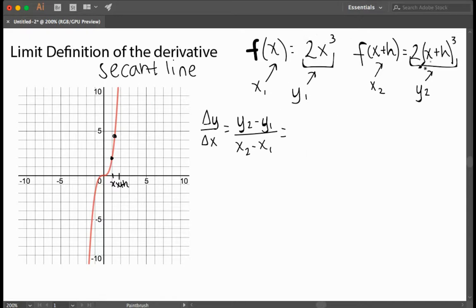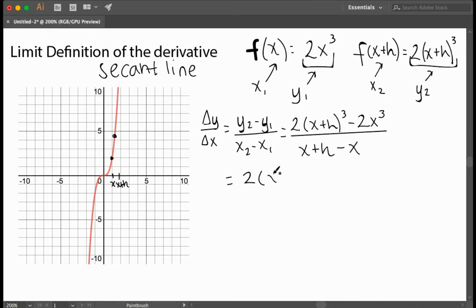2x cubed. So the formula: y2 minus y1, where y2 is 2 times x plus h cubed, y1 is 2x cubed, x2 is x plus h, and x1 is x. Okay, so as we can see here, let's just simplify. I'm just going to simplify the denominator for a second. We can see in the denominator, x plus h minus x just leaves us with h.